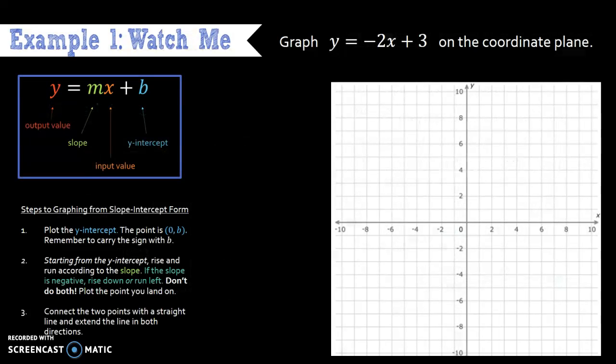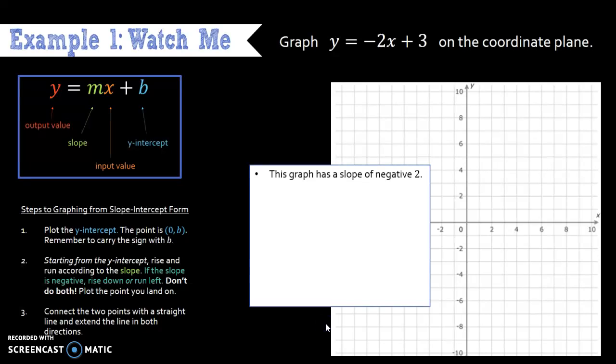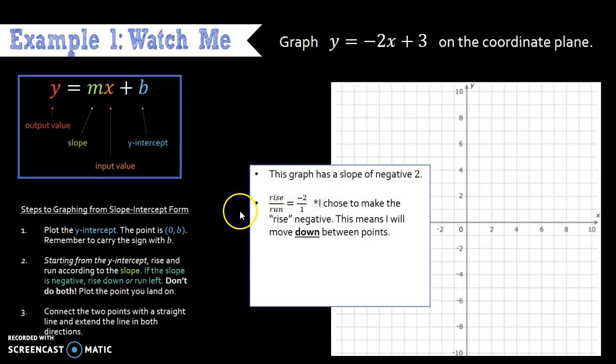Let's do an example. Graph y = -2x + 3 on the coordinate plane. I know this graph is going to have a slope of negative 2 because that's my coefficient of x. So if I write that as rise over run, I'm going to do -2 over 1. I'm choosing to make my rise, my numerator, negative. You can choose either the numerator or the denominator, but never both. I'm going to be moving down between points because I'm making my rise negative.